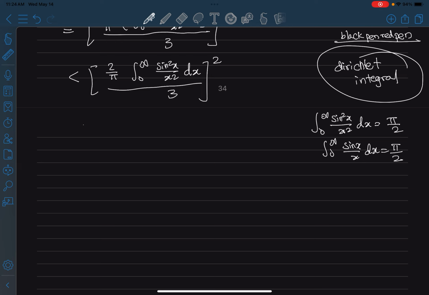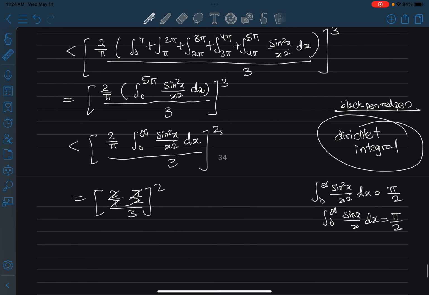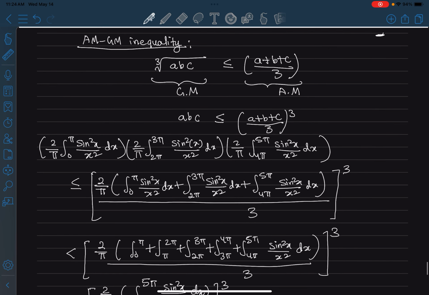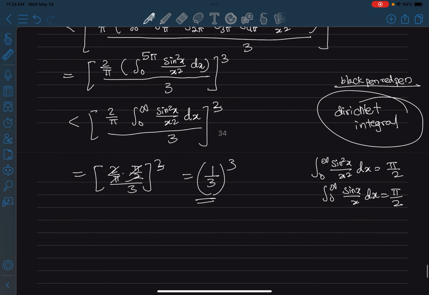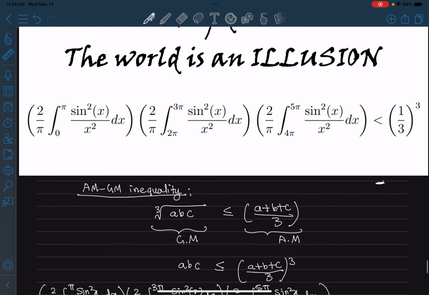And now this equals 2 by pi times pi over 2 by 3 square. So this 2 by pi was a hint that they're going to cancel out. And this is actually not second power, this is third power. And that gives me 1 by 3 cube. And that's why we have proved that this initial expression is strictly less than 1 by 3 cube, which is what was to be proved, right?